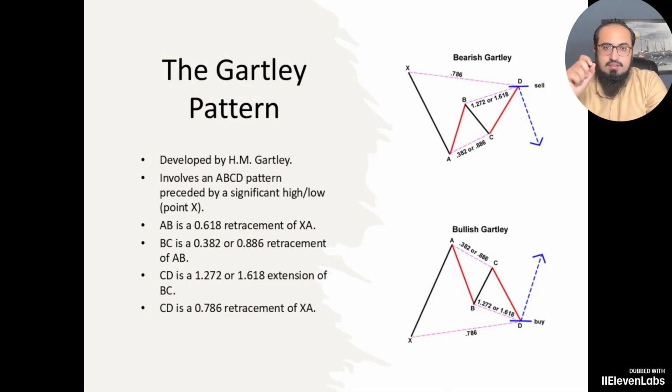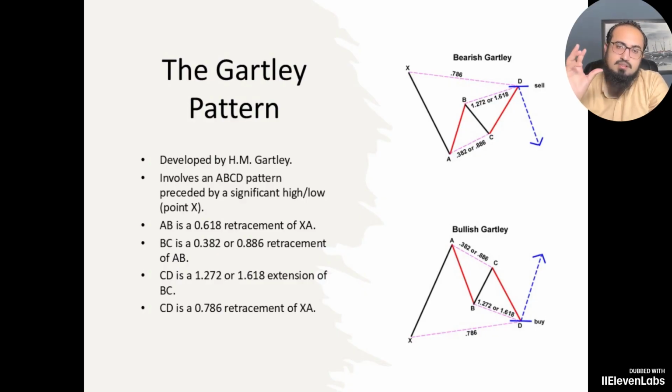We will take X. For example, if the bearish wave has come, we will take the X swing high and swing low. Then whatever move follows, that has to be a 0.618 retracement of XA. That will become the B. Then BC should be a 0.382 or 0.886 retracement of AB. Then CD is a 1.272 to 1.618 extension of BC. And D is a 0.786 retracement of XA.